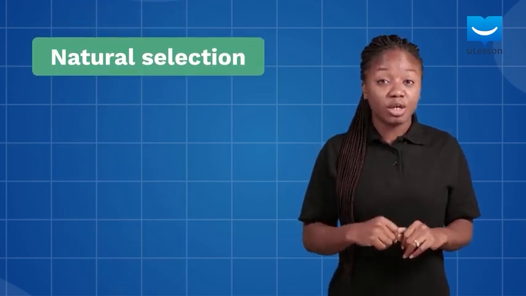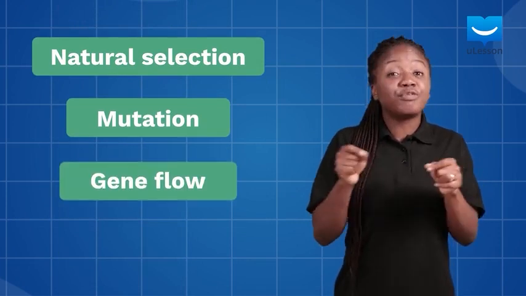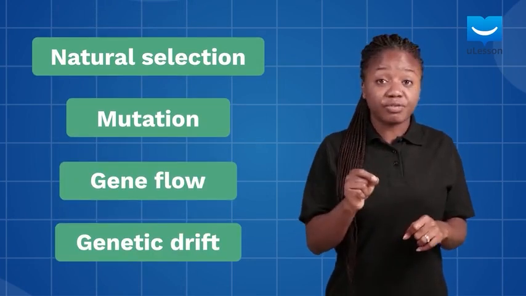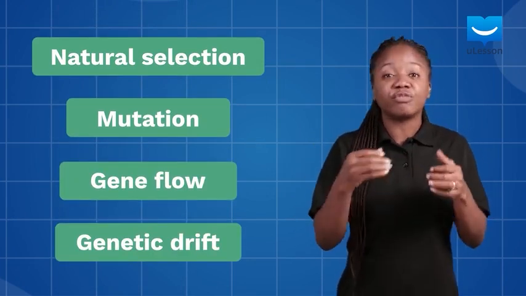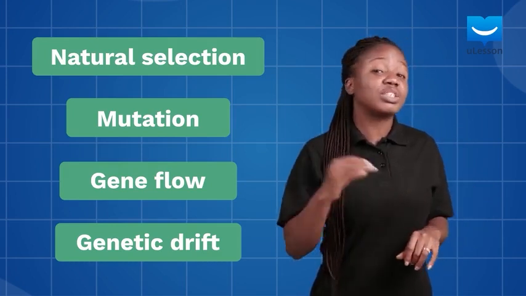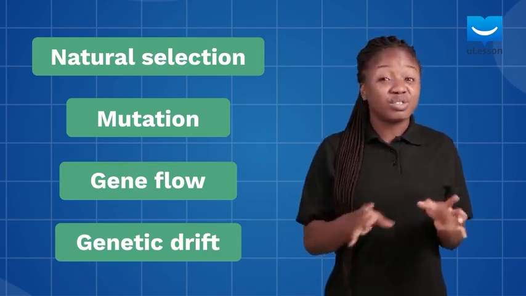Natural selection, mutation, gene flow, and genetic drift form the modern theory of evolution. We have gone through natural selection, so let's look at the rest one after the other.